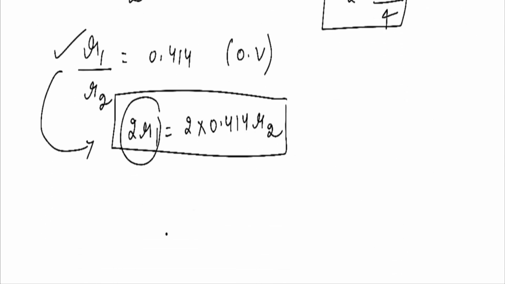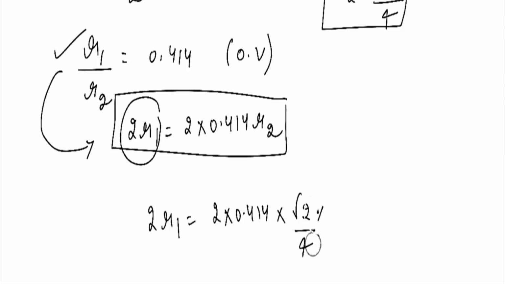Now if you put this value here, what will you get? 2R1 is equal to 2 into 0.414. R2 can be written as under root 2 by 4. And what is the value of A? 400 picometers, right? So from here, 2R1, which is the diameter, will be equal to 117.1 picometers, right? This is the correct answer.